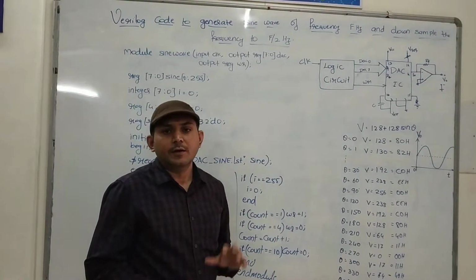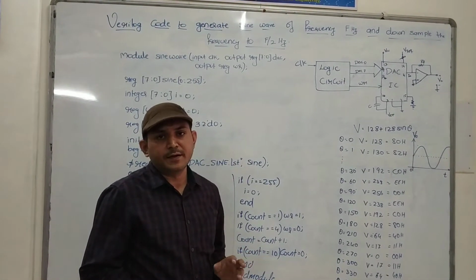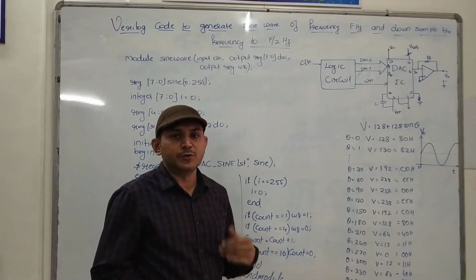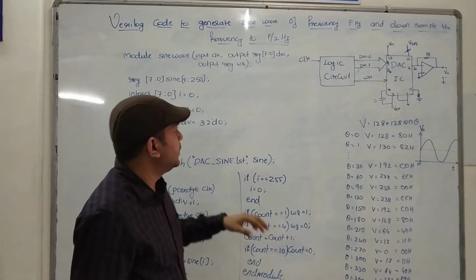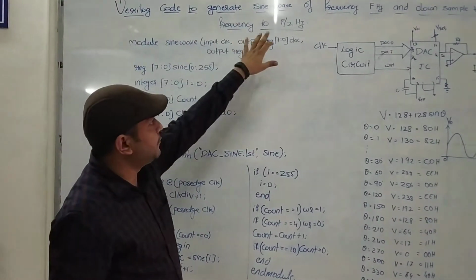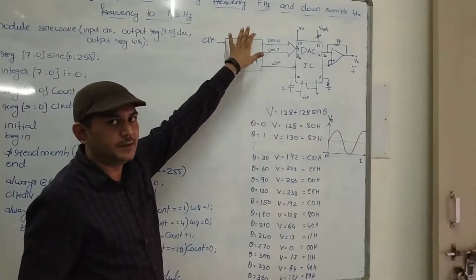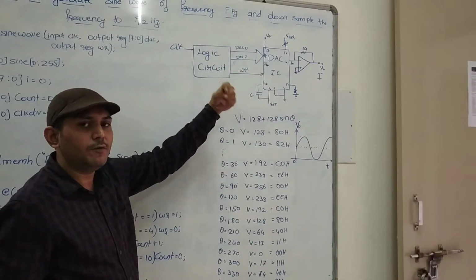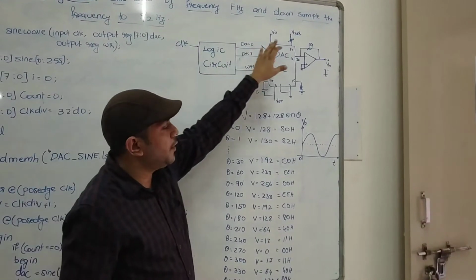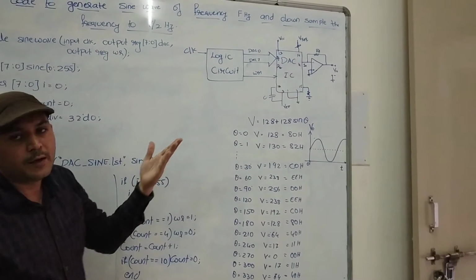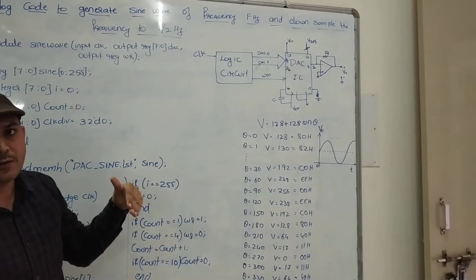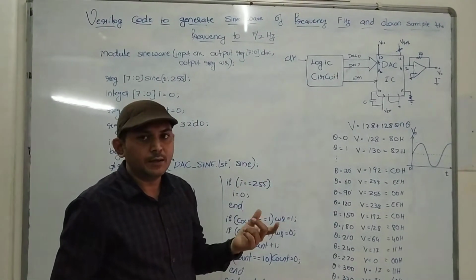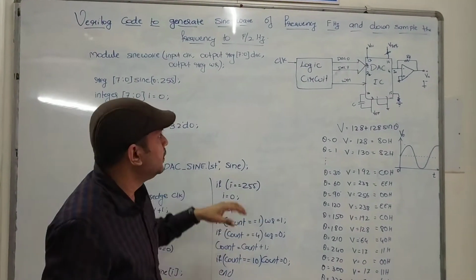Hi students, in this video we will understand the interfacing of the DAC IC to generate the sine wave. That is the task here. We have to generate a sine wave of frequency f hertz, and we also have to generate the sine wave of f divided by 2 frequency. So two different sine waves we have to generate, but not together, one after the other. So that is the task.